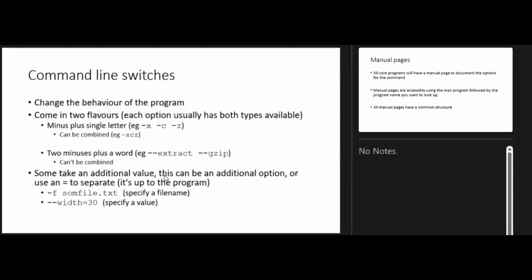There are two different conventions for options. Options are also known as switches. You can use a minus symbol, or a dash symbol, and then a single letter, or you can use a double dash and then the full name of the option. So there are two conventions.